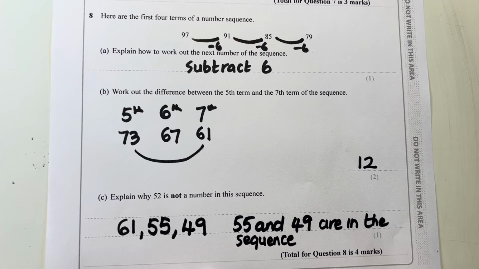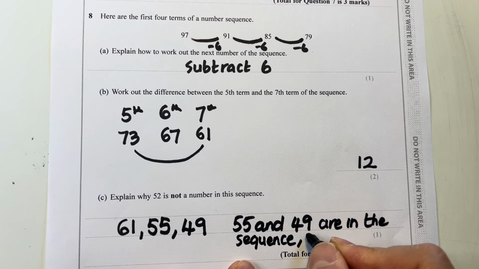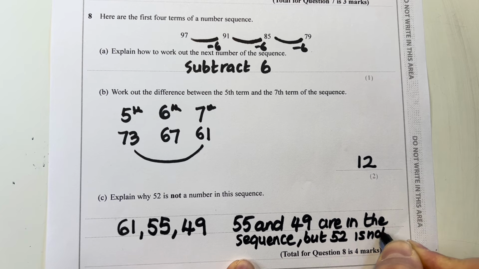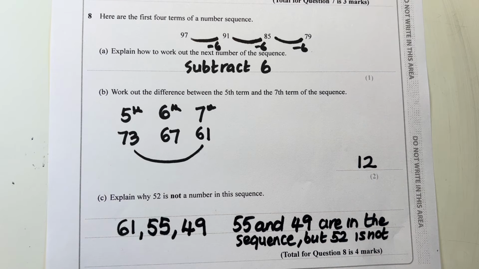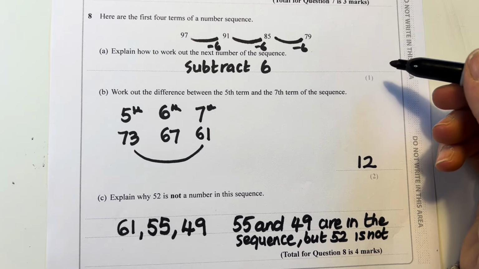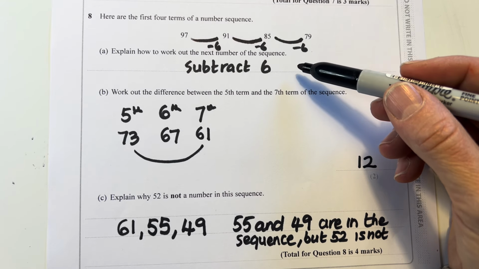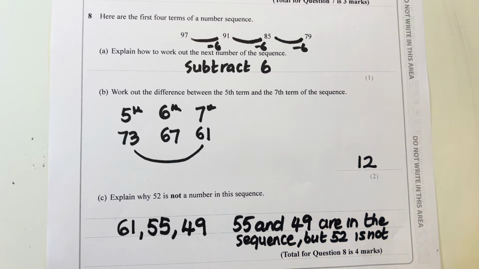But 52 is not. Part A is worth 1 mark, and they will accept anything like subtract 6, decrease by 6, going down by 6.